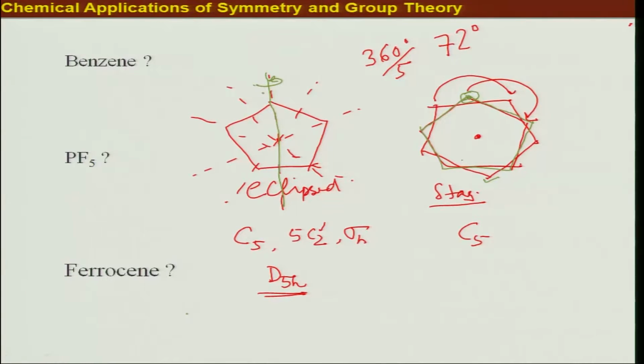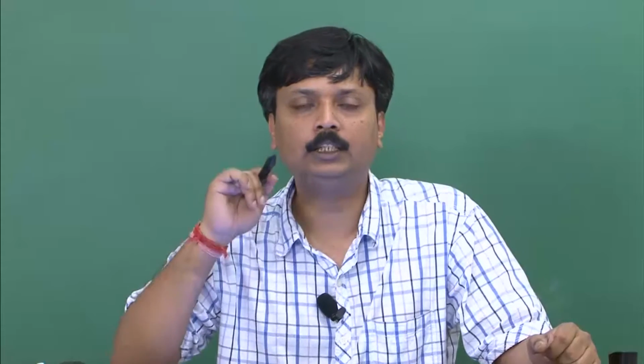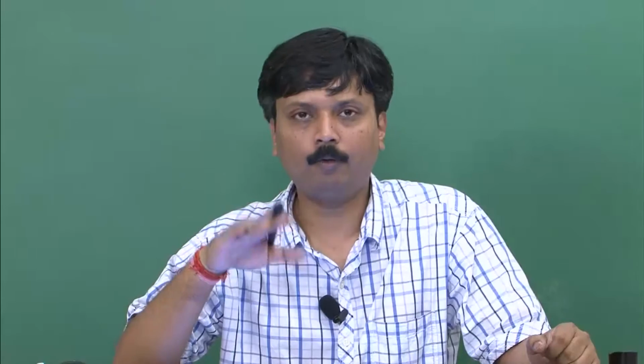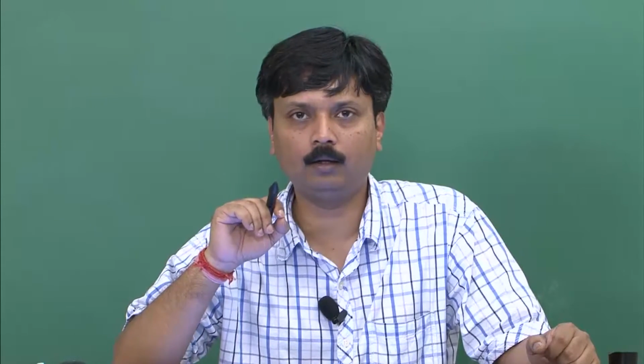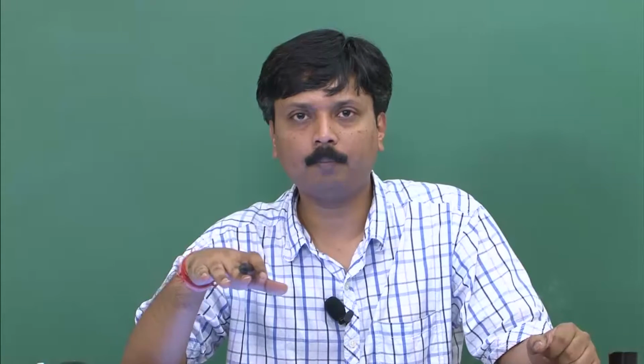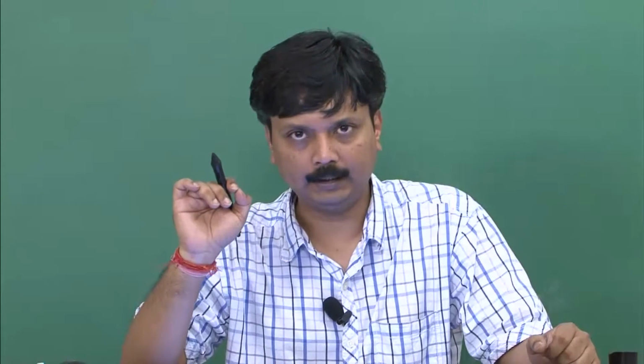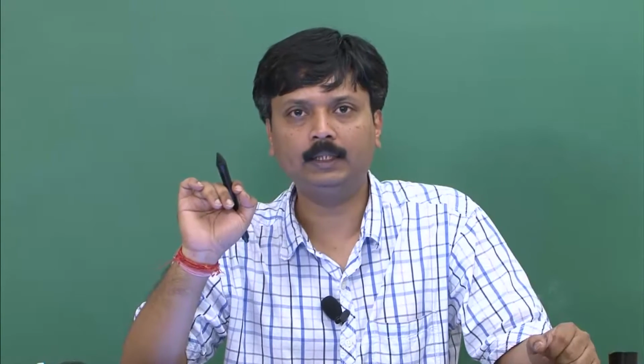So, ultimately I have a C2 which is perpendicular. Very easily I can find the other 4 C2 primes. So, I have essentially 5 C2 primes. Now, the question is sigma h. Here I do not see a plane which will give me an indistinguishable structure upon reflection, particularly the plane perpendicular to the C5 axis. So, I do not have any sigma h.